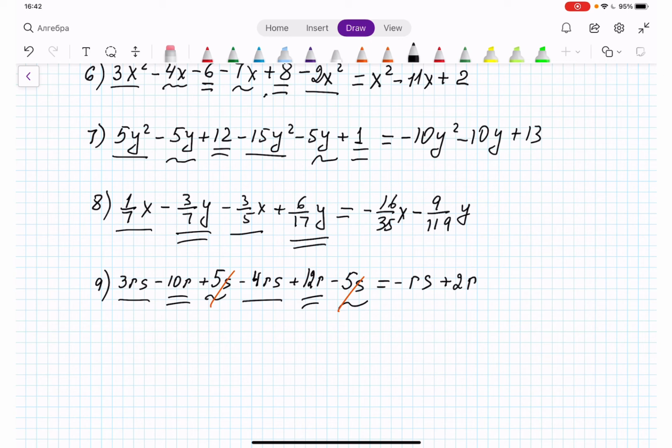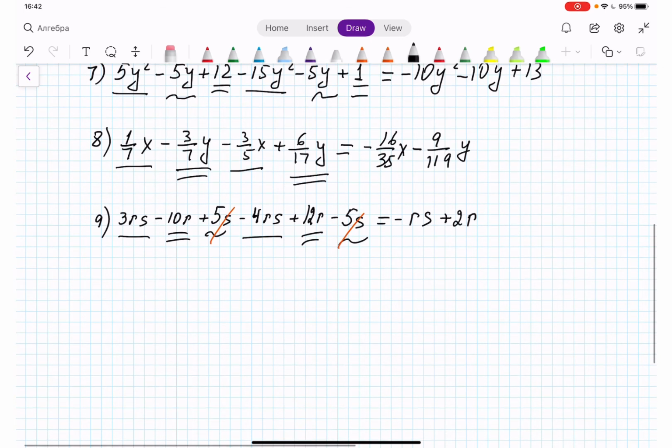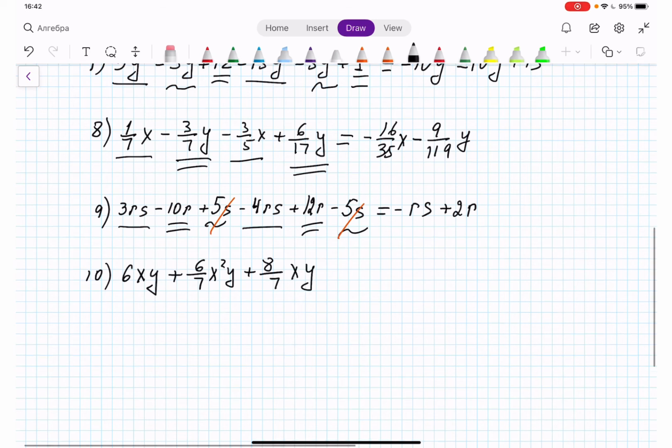Question number 10. 6xy plus 6 over 7 x squared y plus 8 over 7 xy plus 8 over 7 x squared y.